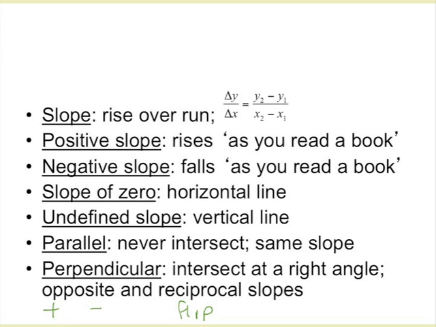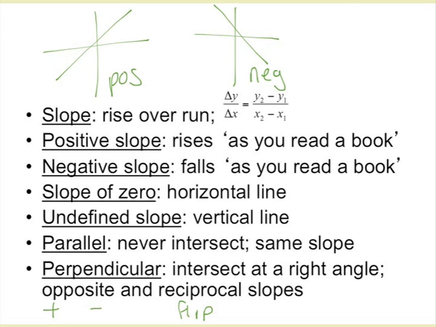To draw examples of these slopes is something you should be prepared to do on your test. Understand that a positive slope goes upward as we move from left to right. A negative slope goes downward. A slope of 0 is a horizontal line, and a vertical line has undefined slope.